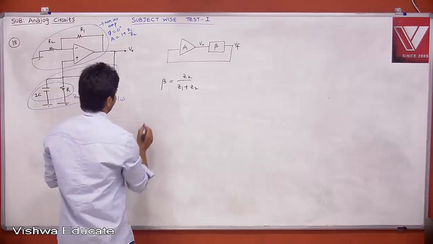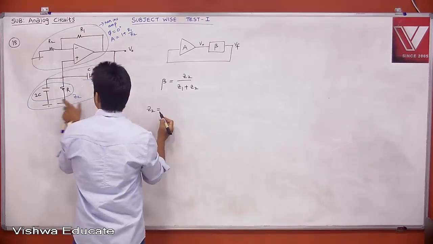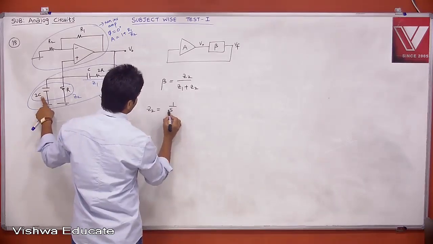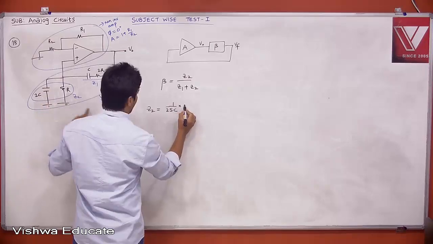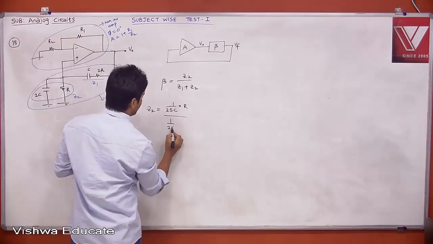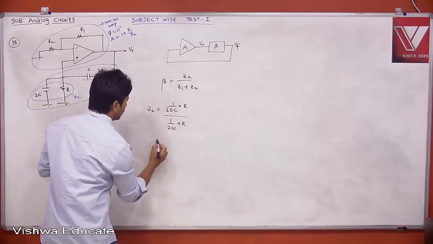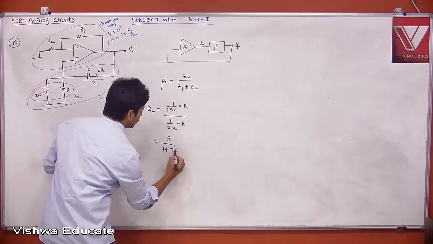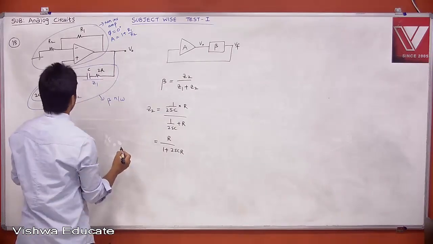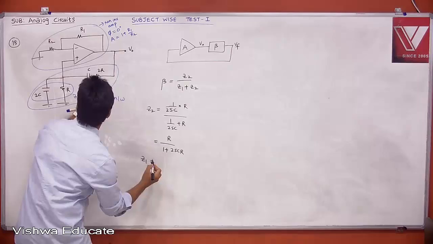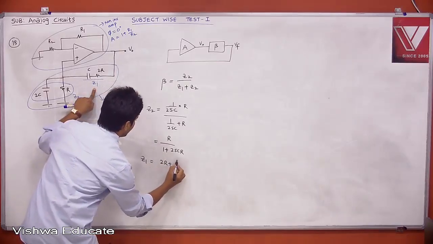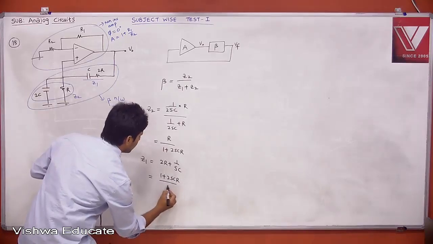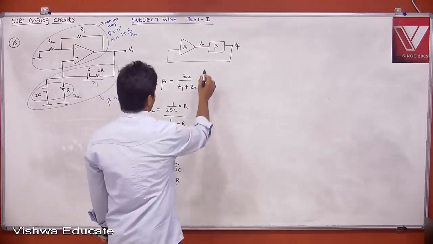Okay. Therefore, what is Z2? Your Z2 is nothing but 2C, right? 1 by S into 2C. Therefore, 2SC into R divided by 1 plus 2SC plus R. Then 2SC will be cancelled. Then R divided by 1 plus 2 into SCR. This is our Z2. Right? Then what is our Z1? Z1 is nothing but 2R plus 1 by SC, which is nothing but (1 plus 2SCR) divided by SC. If you substitute, then you will get the beta value.